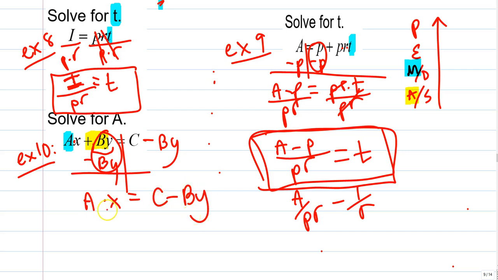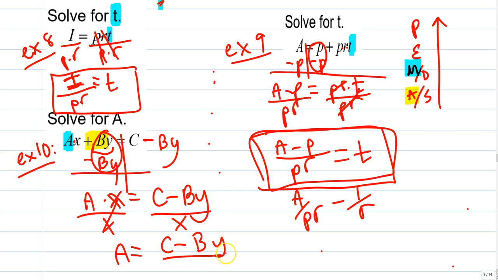And if I'm solving for a, a lot of people will stop here. That did not solve for a, right? Focus on what I want: not to make the a disappear. I want to get a equals, which means I need to figure out that that a is being multiplied by the x. So I'm going to divide both sides by the x, leaving us with a equals c minus by over x. And that is how I would leave it.